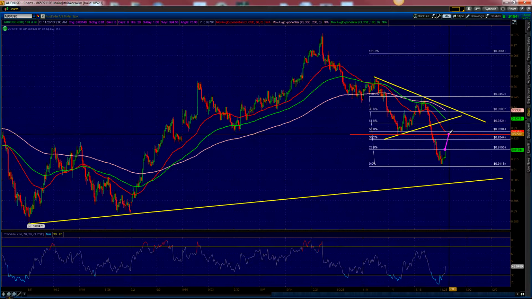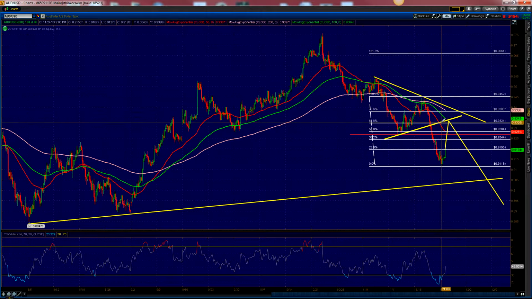So that's level 1. Level 2 is up here at about 93.30. That is a retest of that trend line. It's the 100-period EMA, and it's a 61.8% fib. All right, I think that is an attractive short as well.